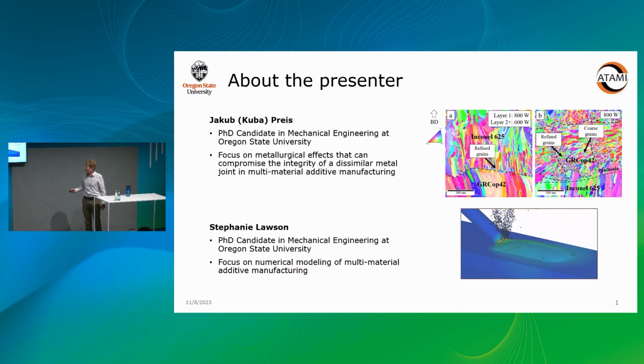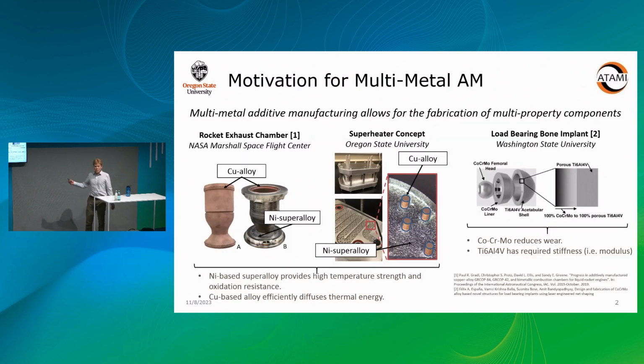So moving on to the next slide. Why do we want to do multi-material additive manufacturing? As we'll see in this presentation, there's a lot of problems that can arise when we try to mix metals. So what do we gain from doing this? I'd like to present a few case studies here.